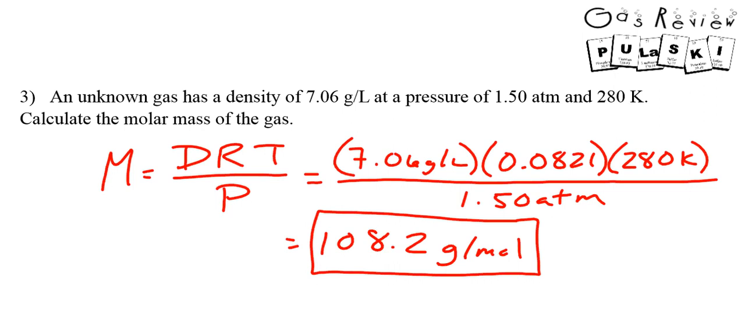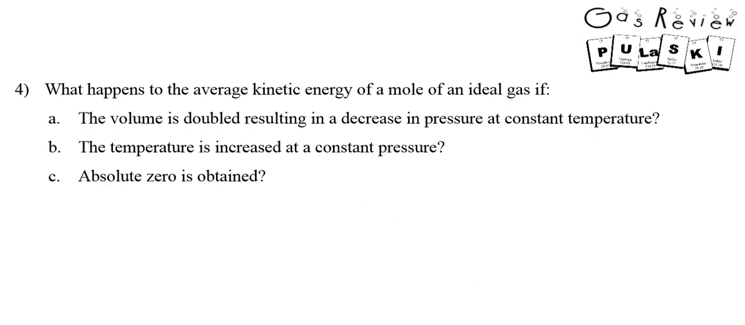All right, then we get to something like number 4. This is going to be really short. Won't be a lot. But what I'd like you to do is, all right, let's talk about it first. What happens to the average kinetic energy of a mole of an ideal gas if? 3 things. A, the volume is doubled, resulting in a decrease in pressure at constant temp. B, the temperature. So these are statements. You're not changing what the statement is.